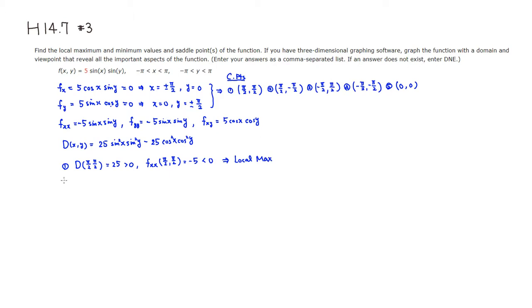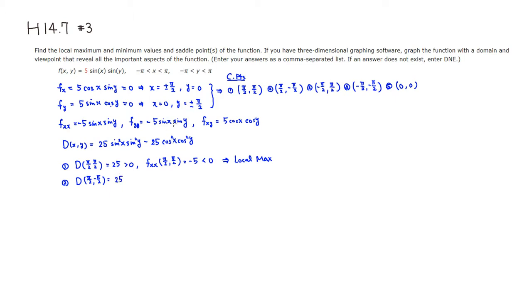Right, so let's do the second critical point. D is going to be pi over 2 comma negative pi over 2. So if you plug in pi over 2 and negative pi over 2, cosine of pi over 2 is 1, sine of negative pi over 2 is -1. But it gets squared anyway, so it's going to be 25.